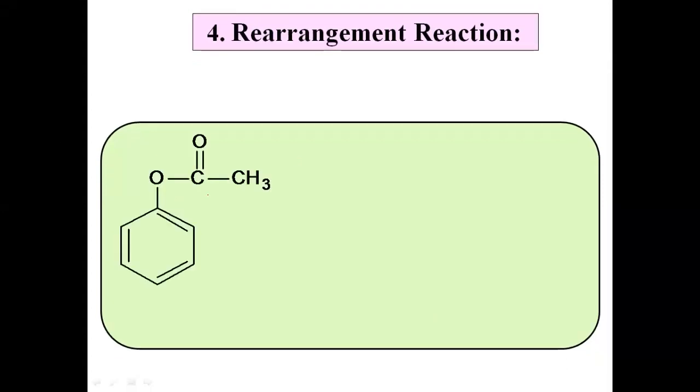Okay, a very important type. I will explain a first example, a very interesting example. What is the name of the compound? Yes, an example of an ester. Actually, this is an ester. Phenyl acetate. The name of the compound is phenyl acetate. When that phenyl acetate is treated with anhydrous AlCl3. Anhydrous AlCl3 is an example of a Lewis acid catalyst. What is meant by Lewis acid?